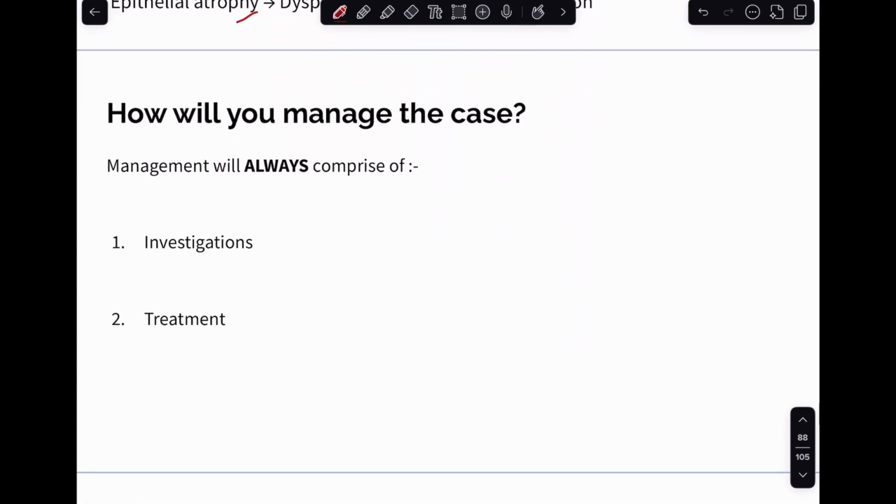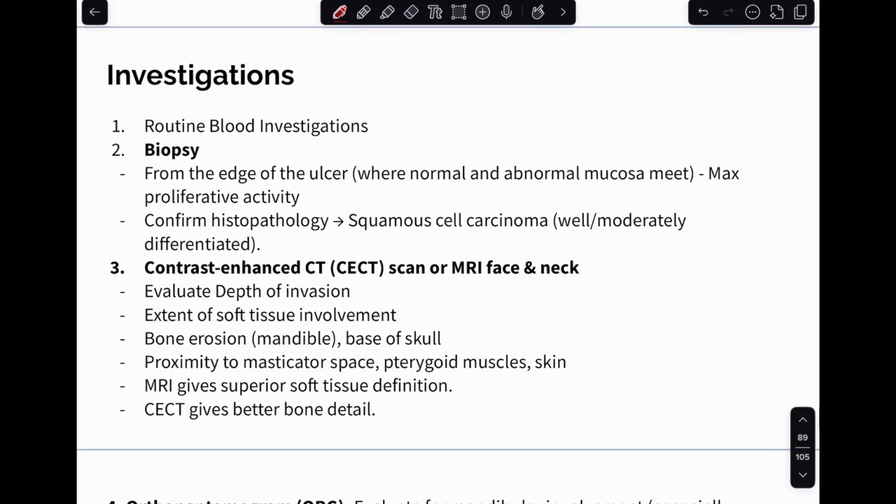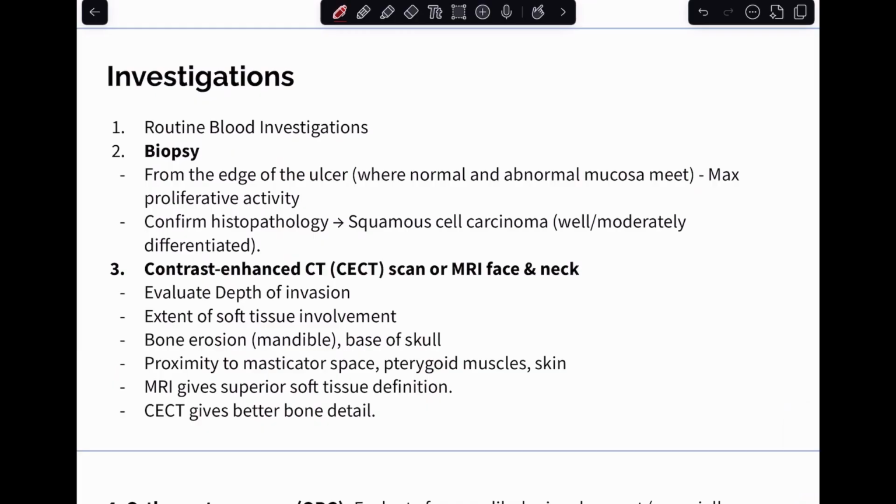Now, we come to the last part of our discussion, which is the management. How will we manage these cases? So, as I've mentioned time and again in all of my case discussions, management will always comprise investigations and treatments. First, looking into the investigations, we'll be doing routine blood investigations. Then, the first important investigation here is to confirm our diagnosis. And how can we confirm our diagnosis? That is by biopsy of the lesion.